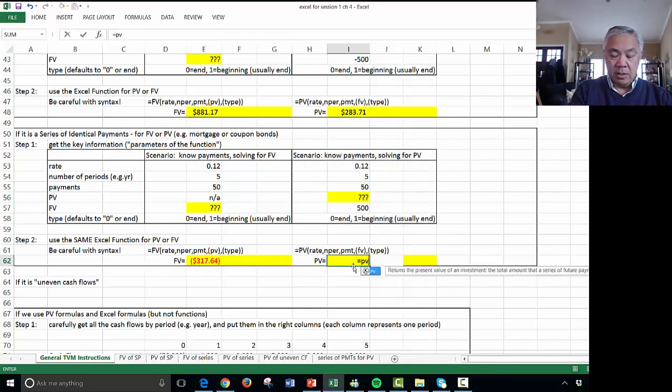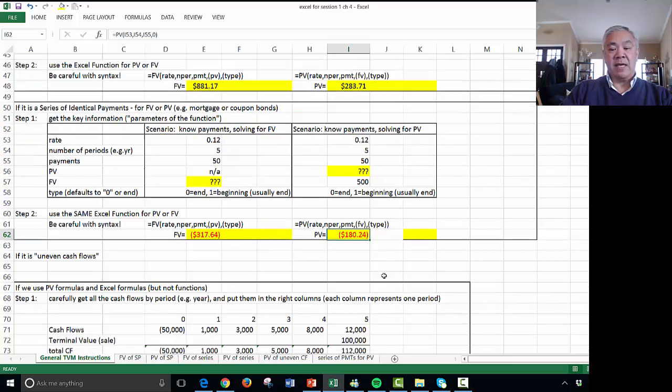Equals PV, open parens, and you say the rate is 12%, comma, the number of periods is 5, comma, the payment is 50, comma, the future value is 0. There's no other payment. Close parens, enter. So the answer here is if you pay $50 a year for 5 years with a yield of 12%, that lender would give you $180 today. So that is using the function of PV and FV for, in this case, an annuity.